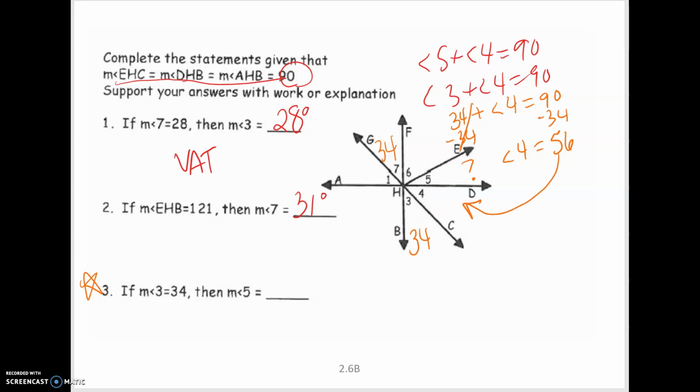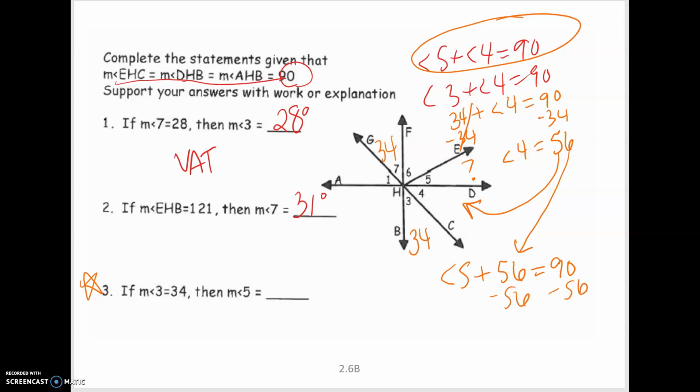And then I know up here that angle 5 plus angle 4, which we just said is 56, should equal 90. Well, think about this. You just subtracted 34 and you got 56. So now I'm subtracting 56, I should get 34. So this is also 34 degrees.